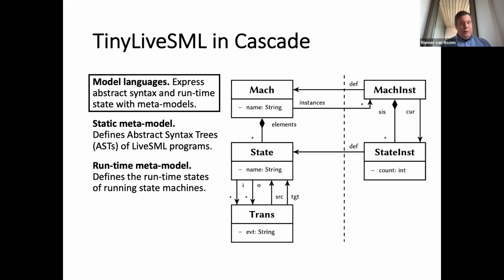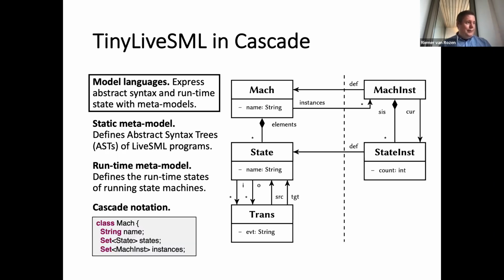But there is also a runtime meta model. And the runtime meta model adds instance information of running state machines. And we see here that one machine can have multiple machine instances, and each machine instance has a defining machine. And also it has a current state instance, which also has a count. And of course, each state instance is defined by a state. Now, there's a simple notation for this. I stuck closely to object-oriented notation in order to express these things.